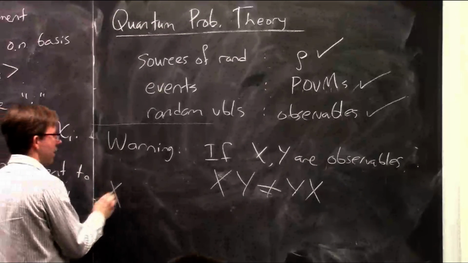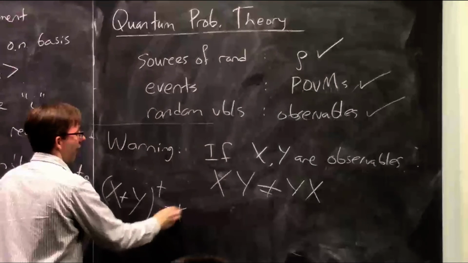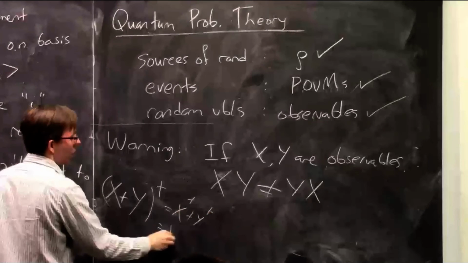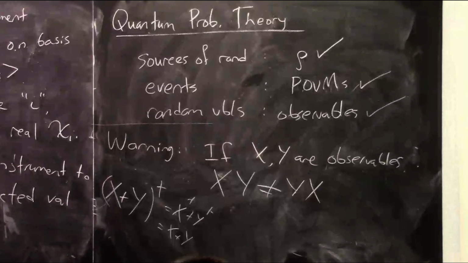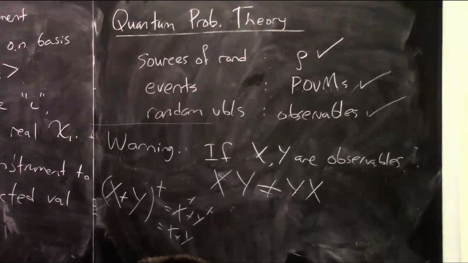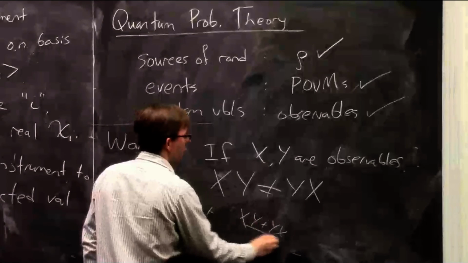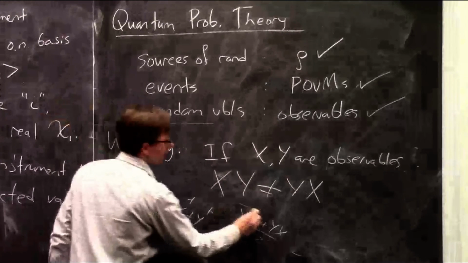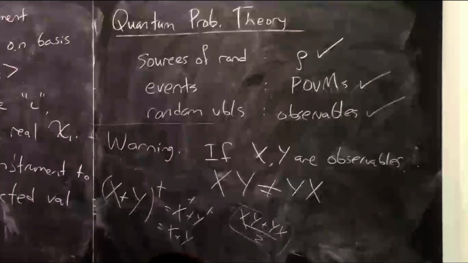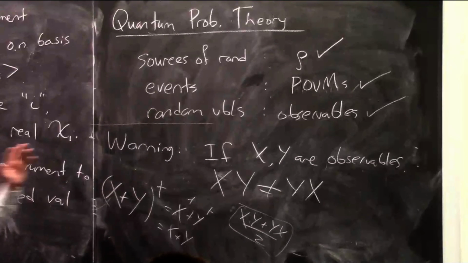X plus Y is Hermitian because (X plus Y) dagger is X dagger plus Y dagger, which, if X and Y are Hermitian, is X plus Y. Actually, in general, (XY plus YX) over 2 is always Hermitian, regardless of whether X and Y commute. So sometimes you can use this as a substitute for the product XY. Actually, I only brought that up to explain the name non-commutative probability theory.